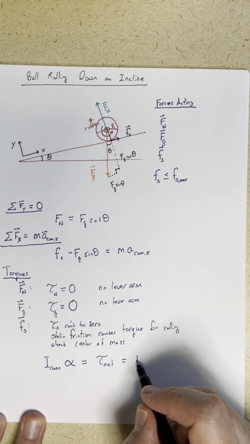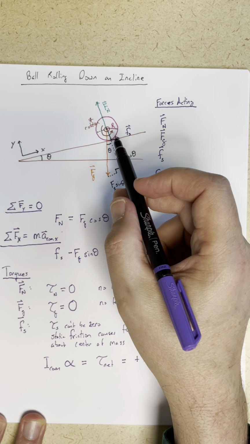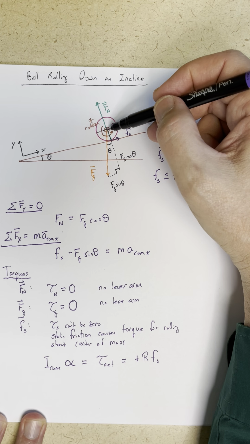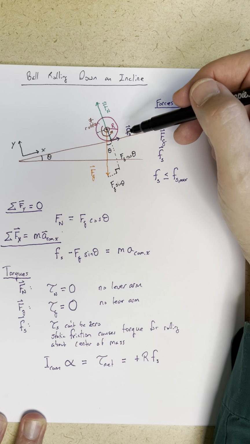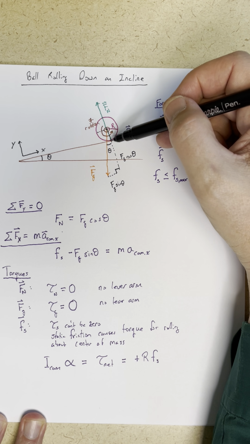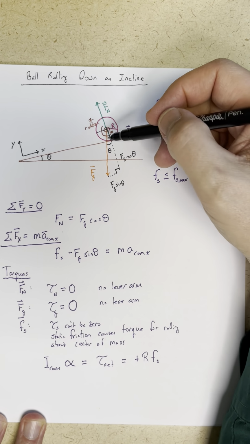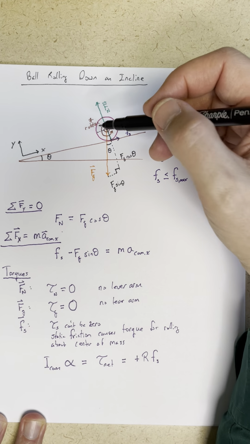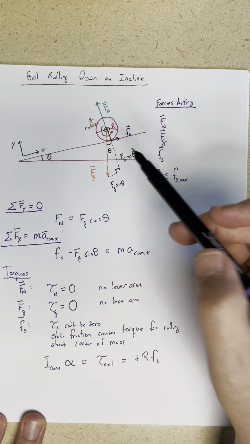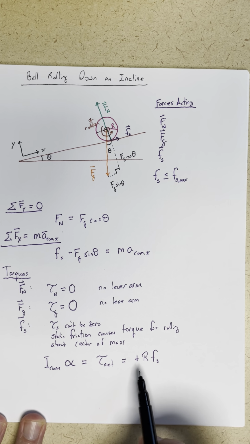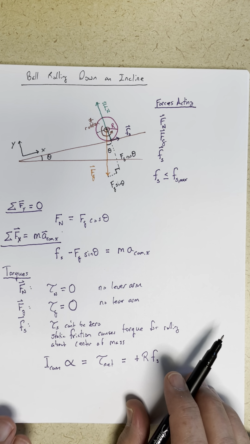That is going to be plus the radius of the ball times the force of static friction, because for this torque, there's my position vector, there's my force, and R cross F is going to give me a torque that is coming out of the plane of the page, and so that is a torque along what would be my positive rotation direction. So this comes in with a plus sign for the torque. I'm going to write this a little bit.